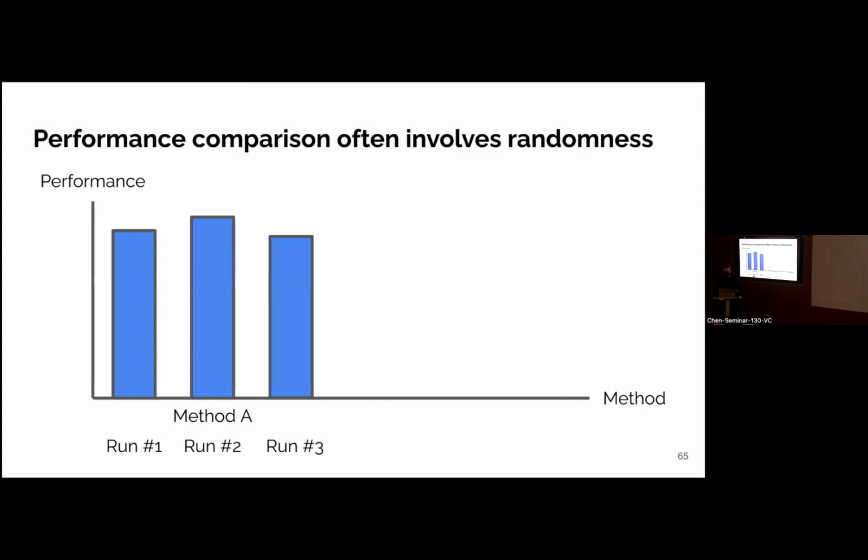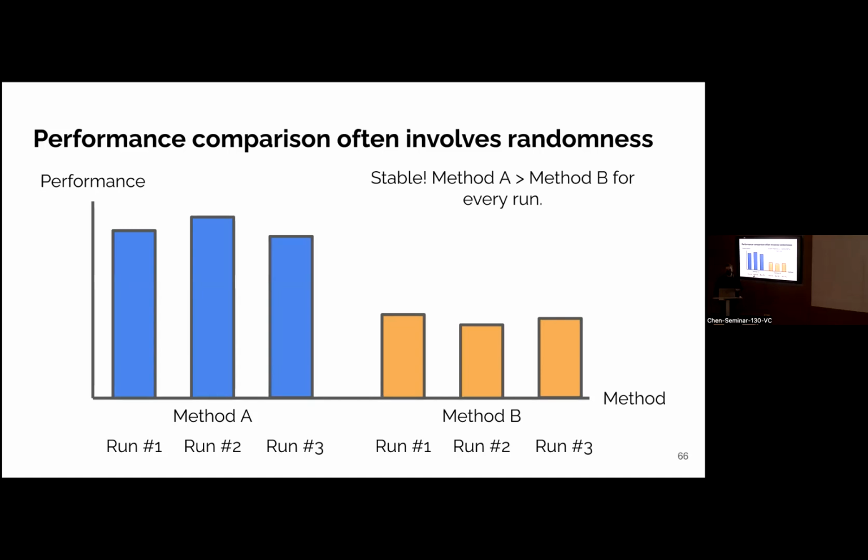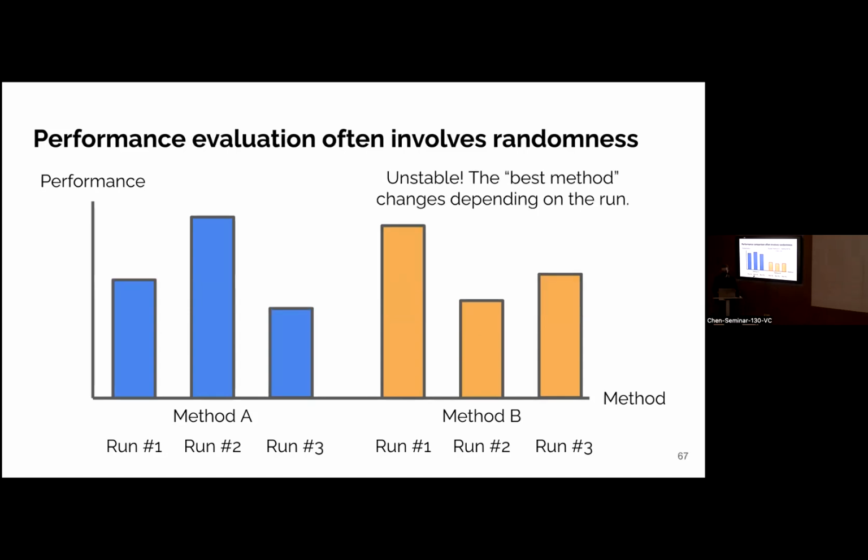And so if method B looks like this, it's not a problem, right? Because method A is better than method B every time you try it. They're not really close in performance. So we would call this stable evaluation, where there's a stable ordering over the rank of how well different methods do. But just as easily and often, you get something like this, where the best method actually changes depending on the run. So this is unstable evaluation.